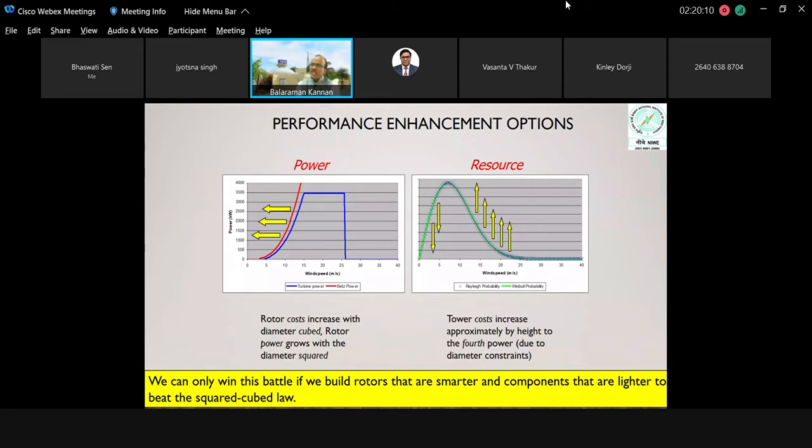That is especially why, in the same location, what you used to get between 30 to 35% CUF, today we are getting close to 40% CUF. We are also seeing a lot of smarter rotors and components that are lighter, which are going to beat the square cube law. So today, this is the kind of thing going on in the wind industry.